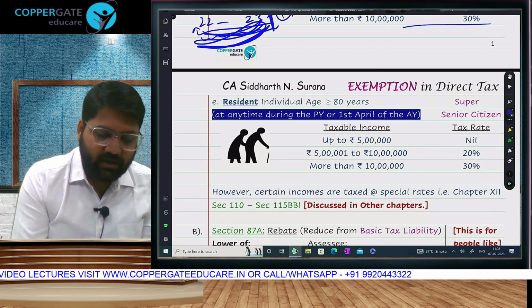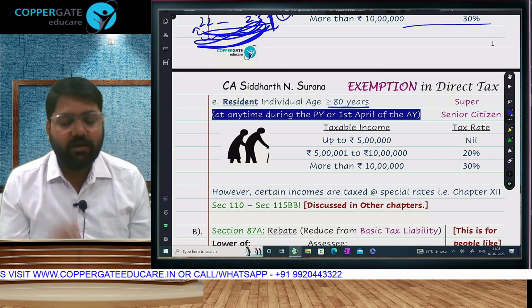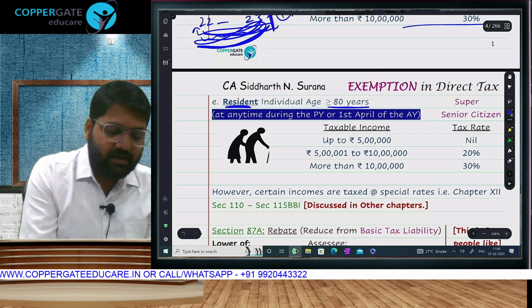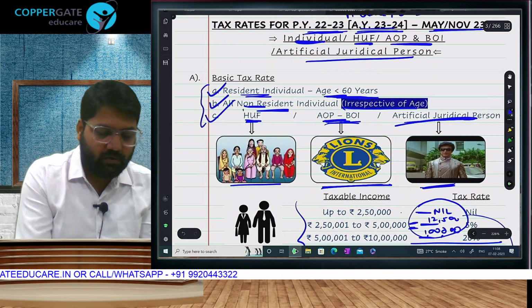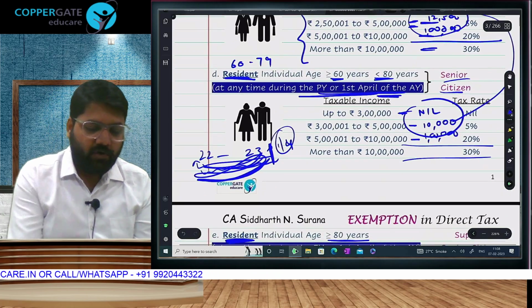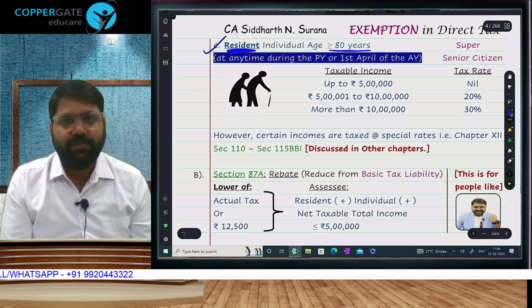And the third category, if you are a resident individual 80 years and above, means exact 80 will fall here, but once again if you are resident. So if you are a non-resident, we have already discussed all throughout, non-residents will always come here. For falling in this, you have to be a resident, and for falling in this also, you have to be a resident.